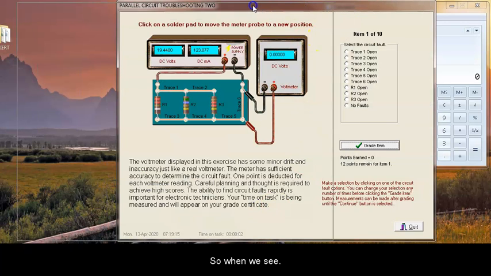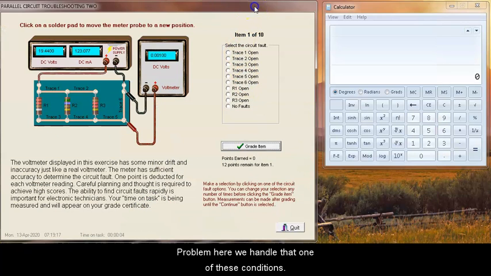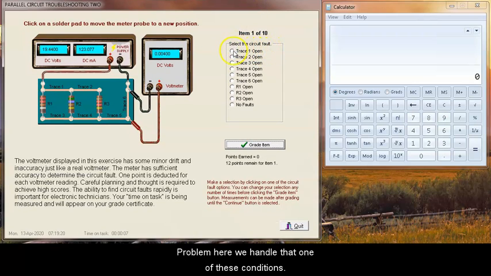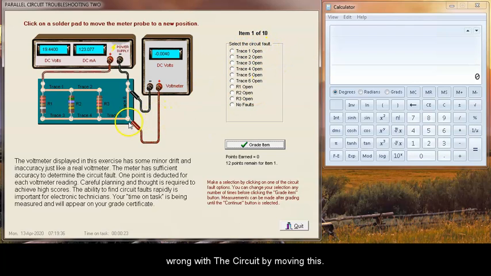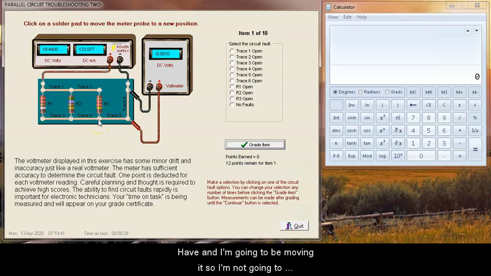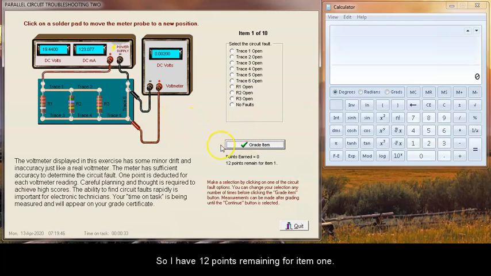When we see this problem here, we know that one of these 10 conditions exists. We don't know which one. We do have some clues, and we're going to have to do a little work to maximize our effort. The goal here is to figure out what's wrong with the circuit by moving this voltmeter tab, and every time you move it, you lose a point. So I have 12 points remaining for item 1.